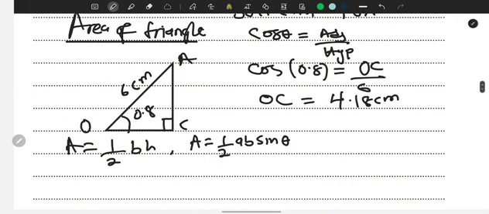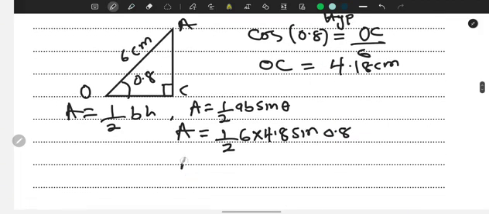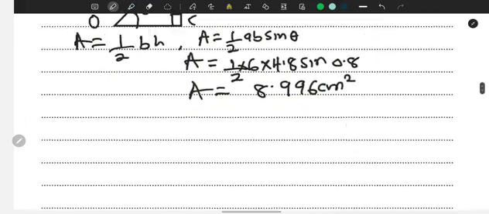Now we can make use of the formula: area is equal to 1 over 2, where a here is 6, then b is 4.18, with the included angle, which is 0.8. When you press this in the calculator, this will give us 8.996 centimeters squared. Okay, so that's the area of the triangle.